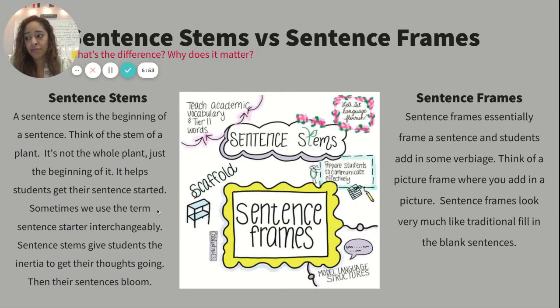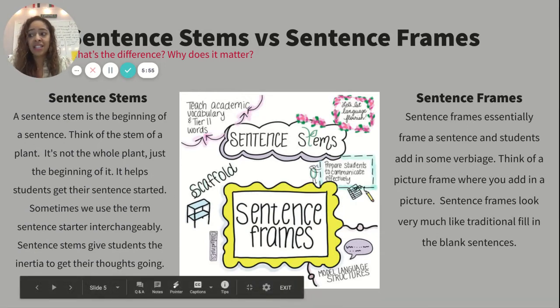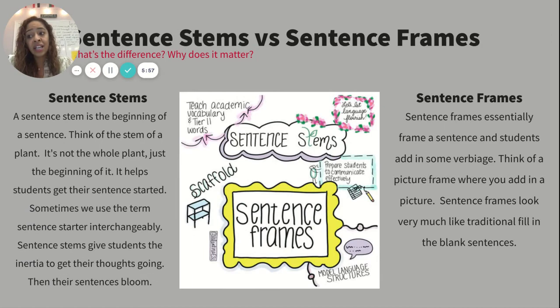So sentence frames are scaffolds that may fit the needs of English learners at the beginning level of English proficiency. However, these same frames can be given to ELs at higher levels of English proficiency to teach specific language structures, also to teach mortar words known as tier 2 words.